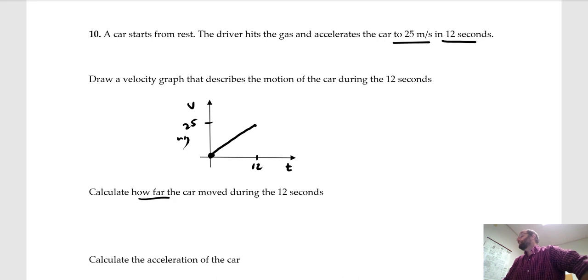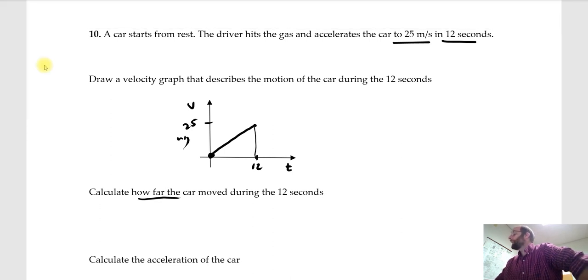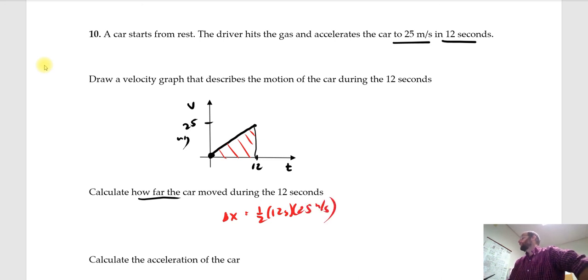All right, the how far. That's going to be found from this area right here. That's a triangular area, so the delta x is going to be 1/2, in this case 12 seconds times the height, 25 meters per second, and you're going to get a number.